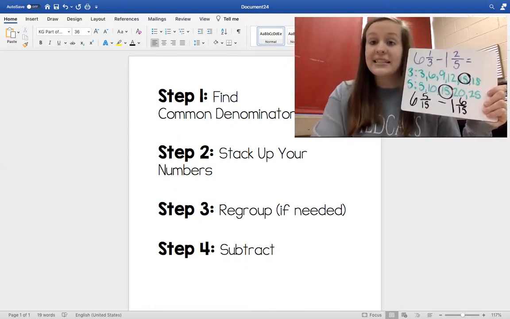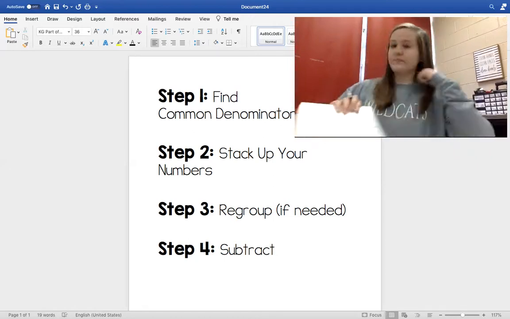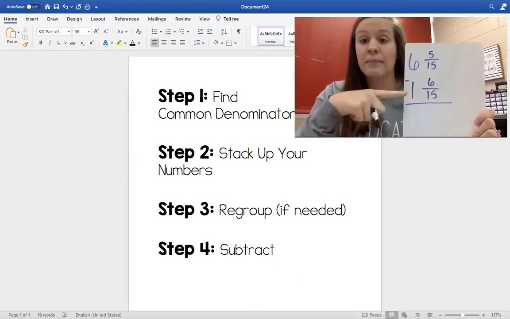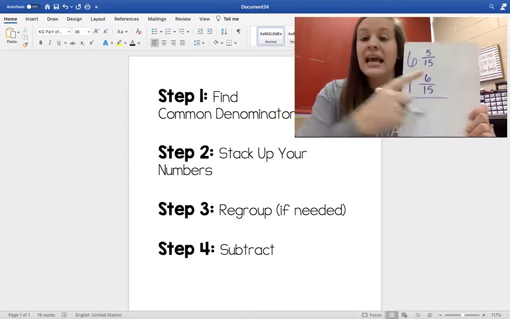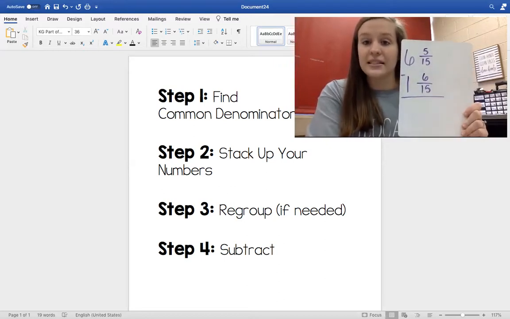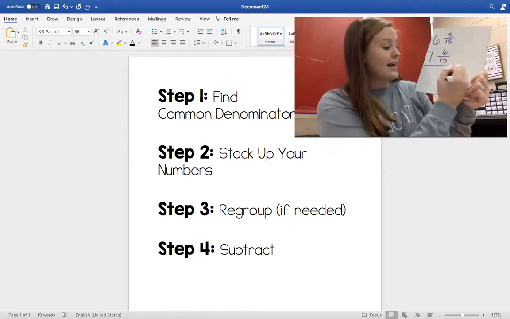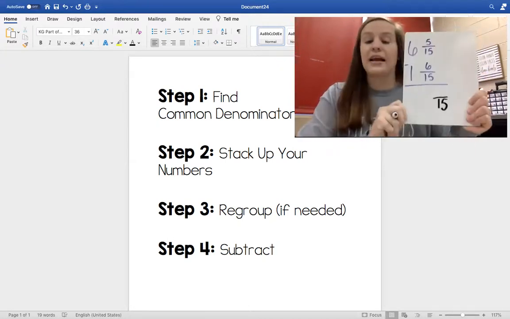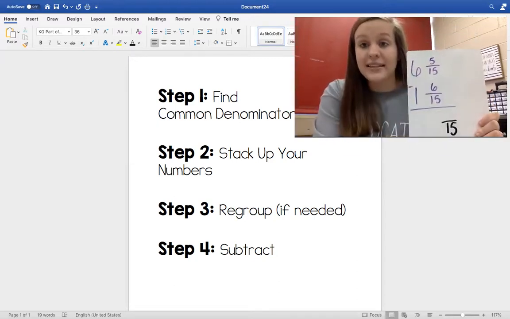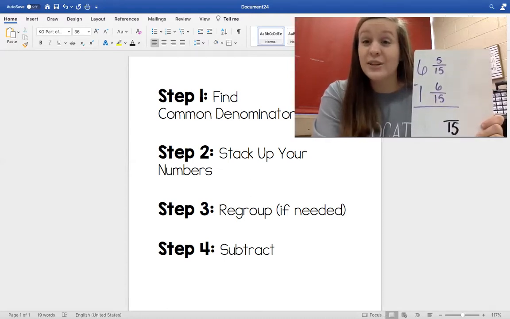I'm going to go ahead and stack these up for us on a new board so we can start subtracting. Alrighty, so all I did was stack my whole numbers one on top of the other, 6 minus 1, and I also stacked my fractions, 5/15 minus 6/15. Okay, I know my denominator is going to stay the same, so I'm going to go ahead and drop my denominator. Now, if I have 5, can I take away 6? I can't, guys. So here's where we have to regroup, and here's how we do it.